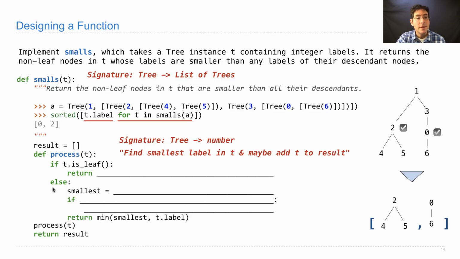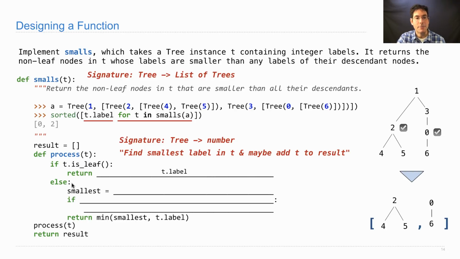The good news is that the template given to us is just like the template we invented when we were thinking about the problem in the first place. And so we already know what to do here. If t is a leaf, then we'll just return t.label. Now we should check this against our signature immediately. This is a number, which is what we're supposed to be returning. It's the smallest label in t. Have we accounted for the fact that maybe we should add t to the result? Well, if t is a leaf, then it can't be a non-leaf node, so we don't need to add it to the result.